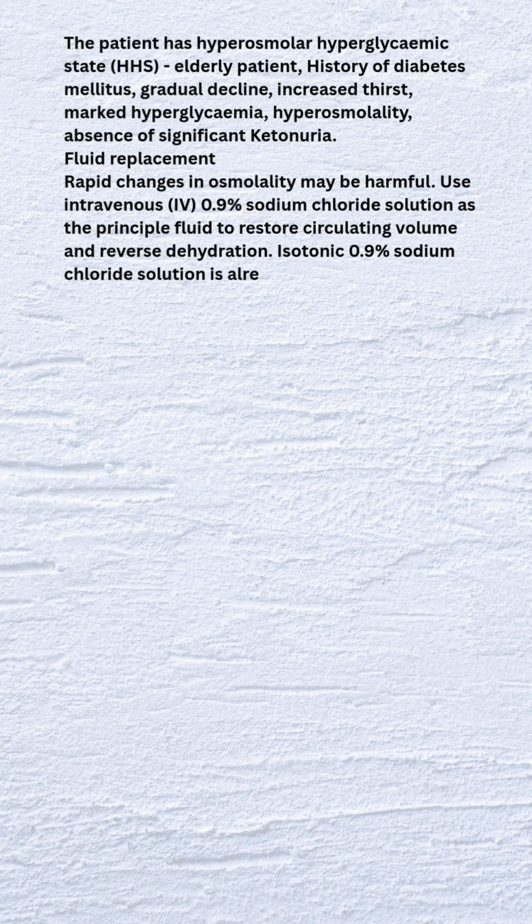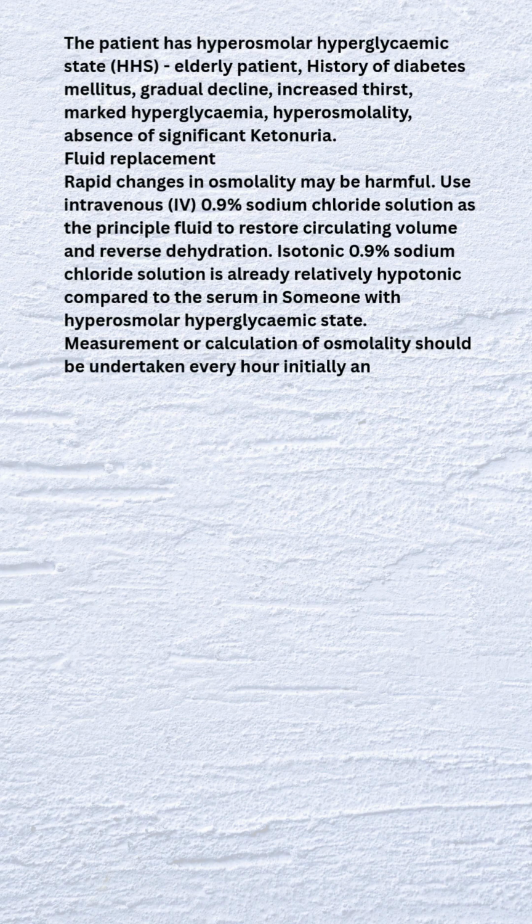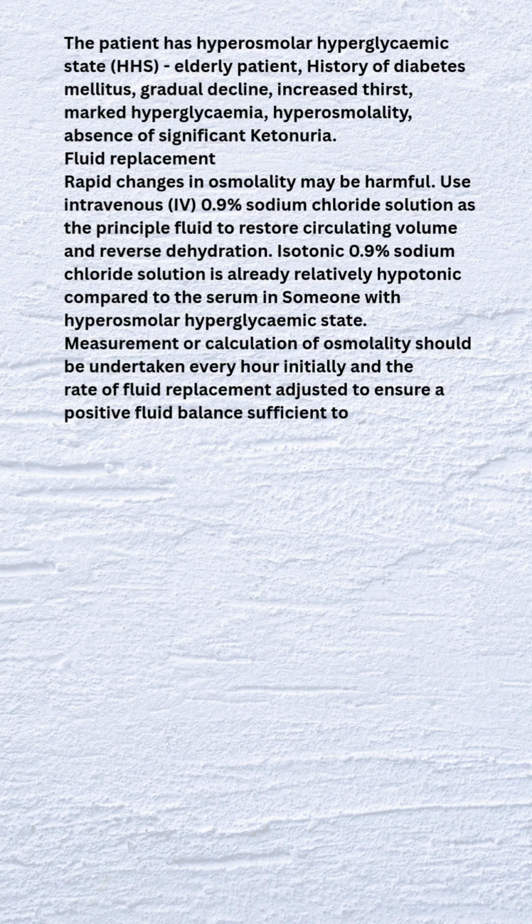Isotonic 0.9% sodium chloride solution is already relatively hypertonic compared to the serum in someone with hyperosmolar hyperglycemic state. Measurement or calculation of osmolality should be undertaken every hour initially and the rate of fluid replacement adjusted to ensure a positive fluid balance sufficient to promote a gradual decline in osmolality.